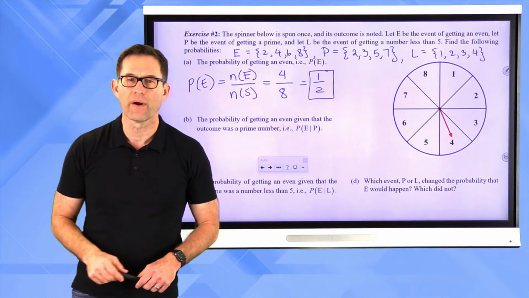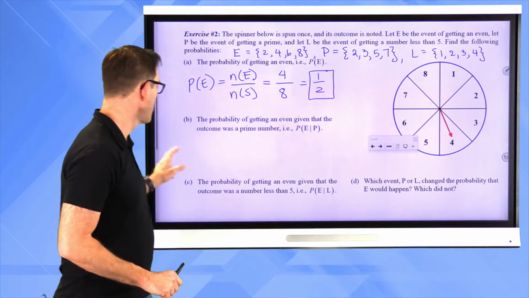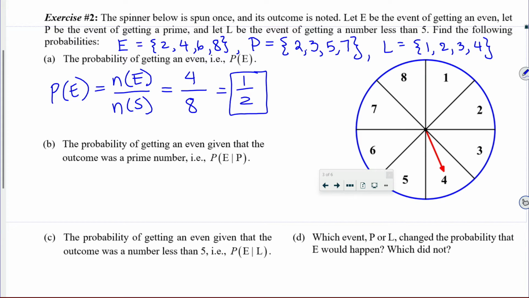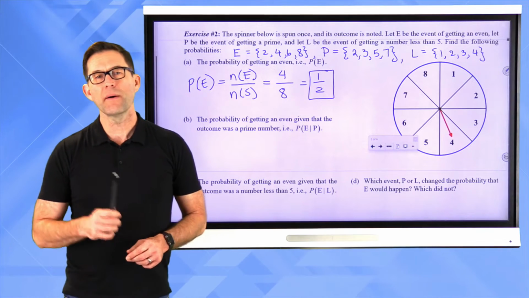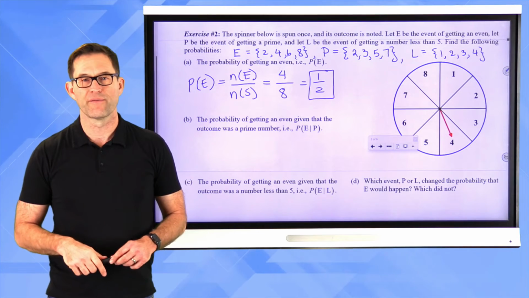Awesome. But now let's start getting into some conditional probability that we worked with last time. So let's take a look at letter B. The probability of getting an even given that the outcome was a prime number. We talked about conditional probability last time, so what I'd like you to do is go ahead and try to figure that out.